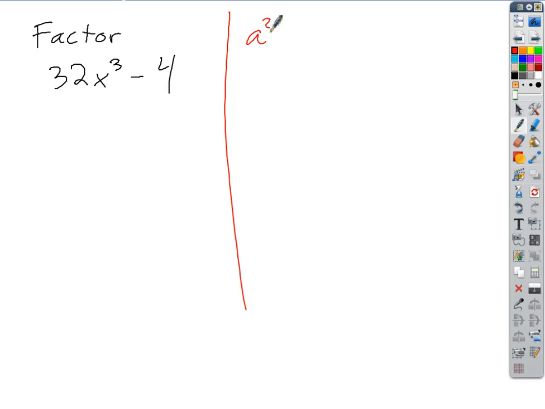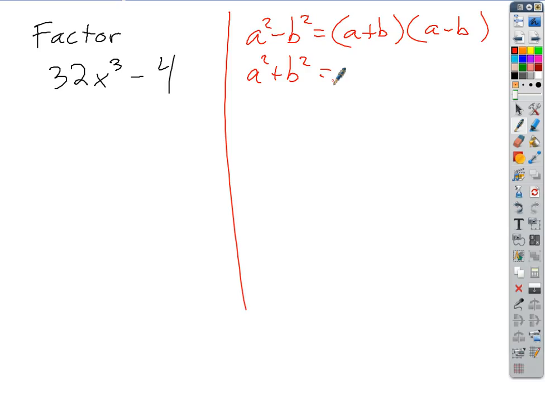We had a squared minus b squared, difference of squares. And how did that one break down? A squared minus b squared always factors into a plus b, a minus b. Very good. What about a sum of squares? Doesn't work. Good. Tried to get you. Doesn't factor.